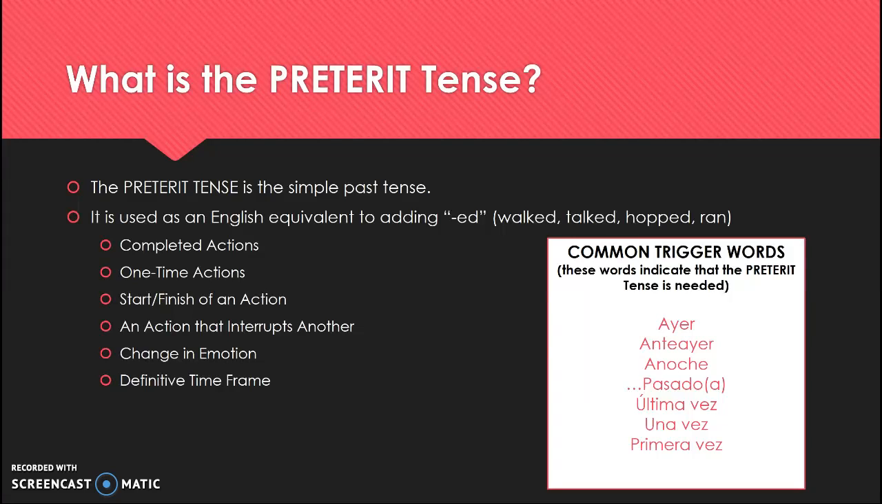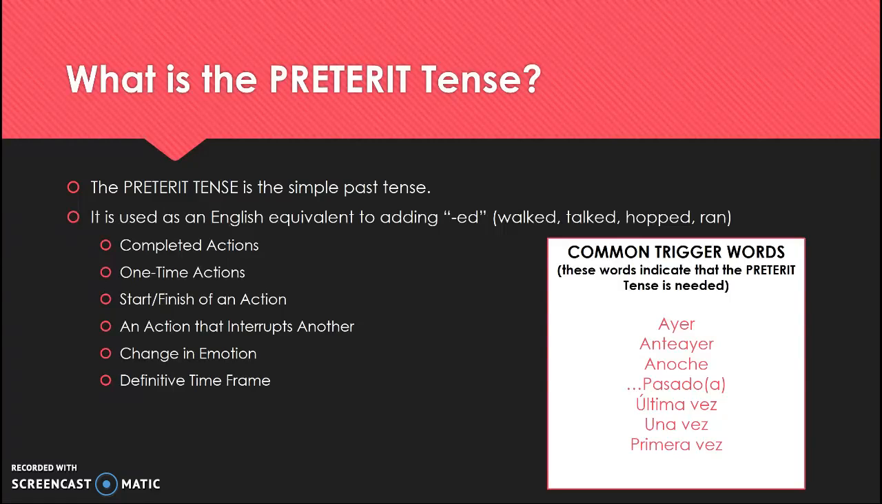One-time actions: My family once traveled to France. The start or finish of an action: Class ended 10 minutes ago. An action that interrupts another: The bell rang. Change in emotion: When I got the news, I became sad. Or a definitive time frame: We lived in the apartment for 3 years. Those are all preterite actions.